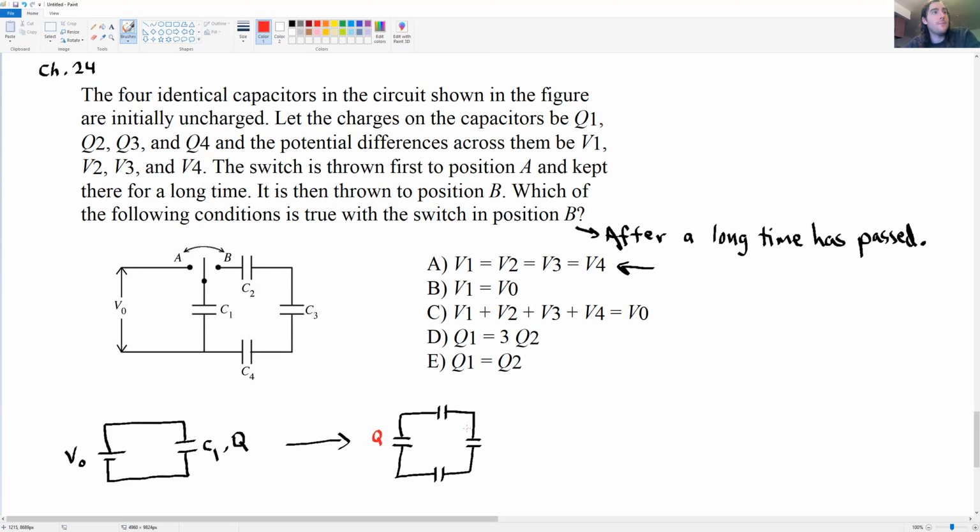After a long time in any circuit where we have a capacitor, the current is going to stop flowing eventually, right? When the capacitor is fully charged. That applies for DC current, okay? If we have AC current, then it's not the same. The capacitor will charge and discharge, charge and discharge.